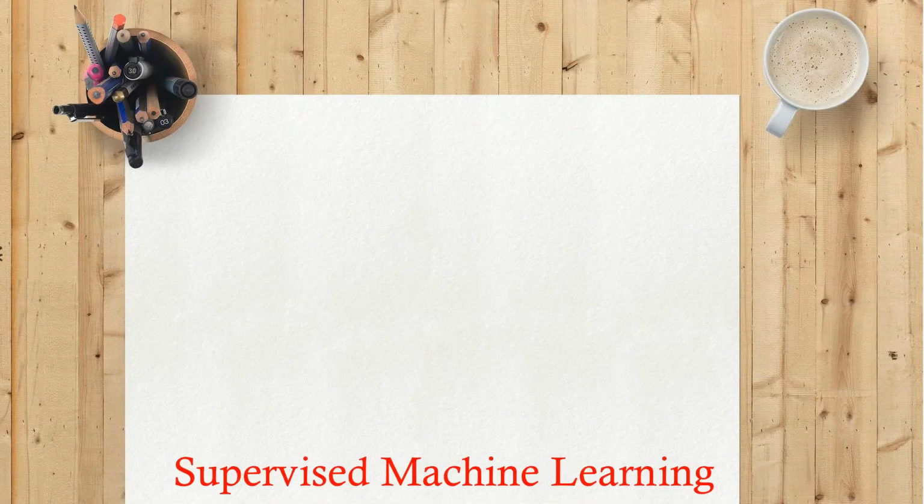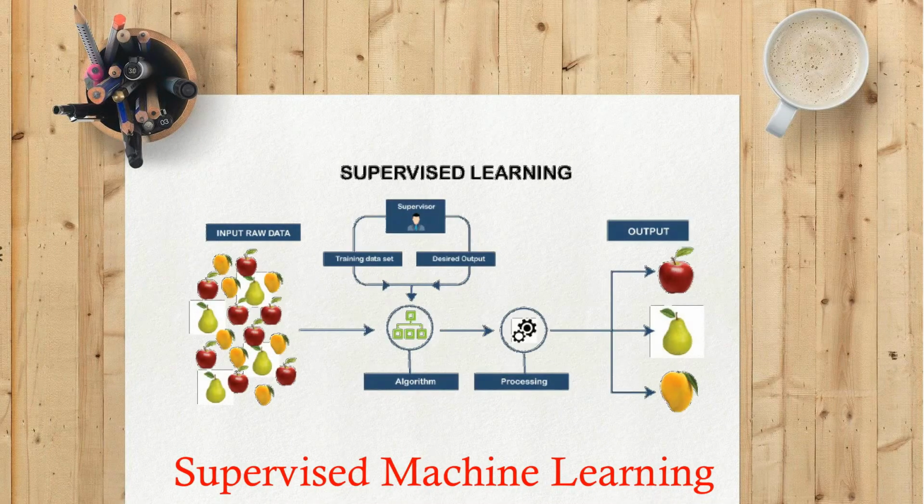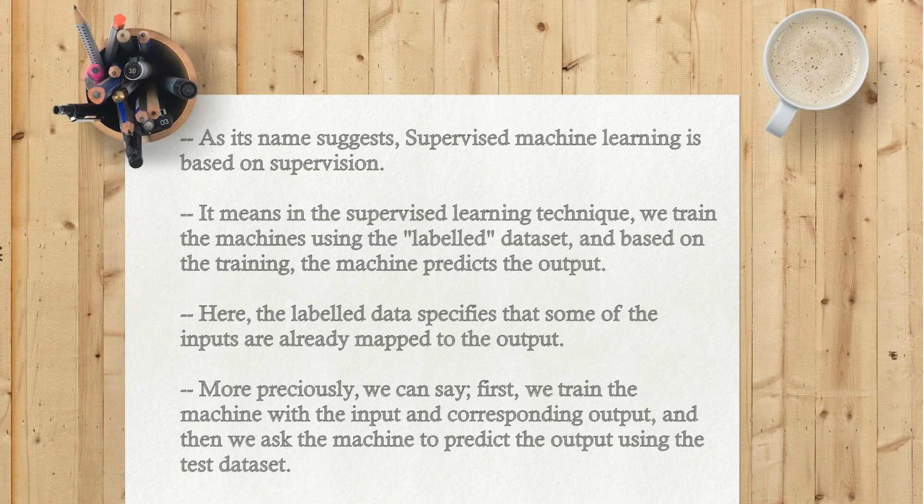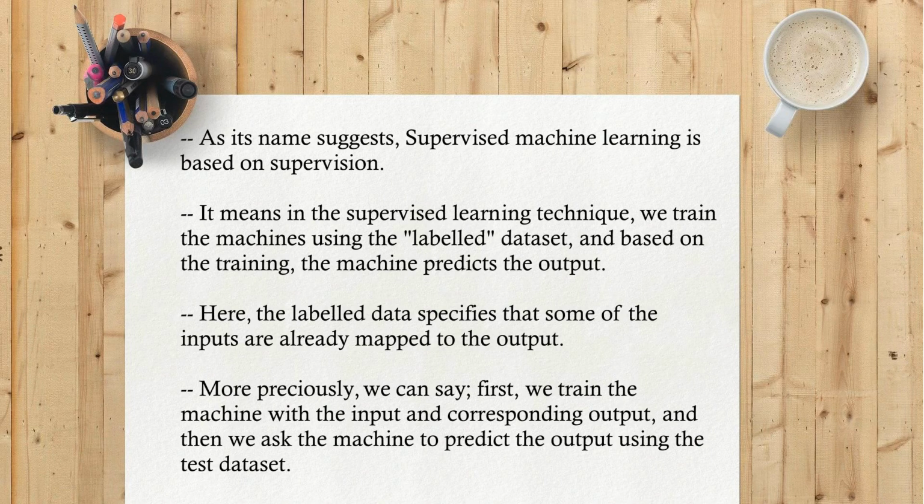1. Supervised machine learning. What is supervised machine learning? As its name suggests, supervised machine learning is based on supervision. It means in the supervised learning technique, we train the machines using the labeled dataset, and based on the training, the machine predicts the output.